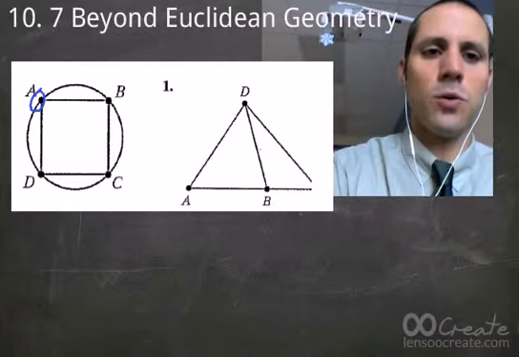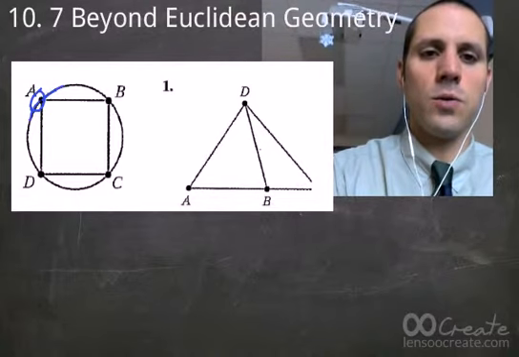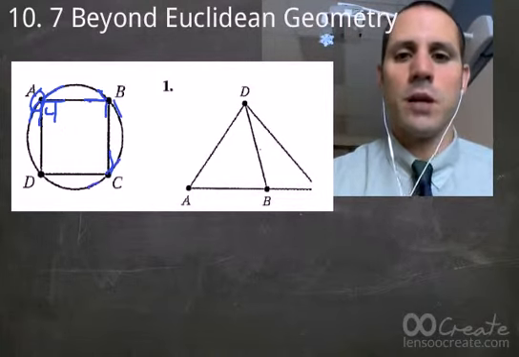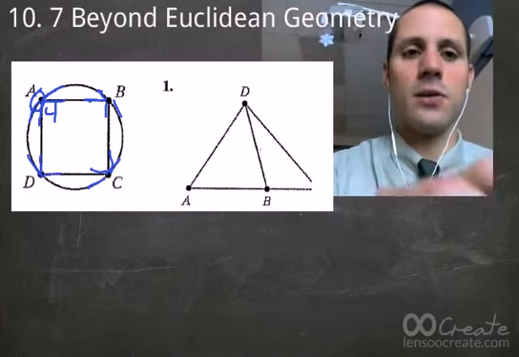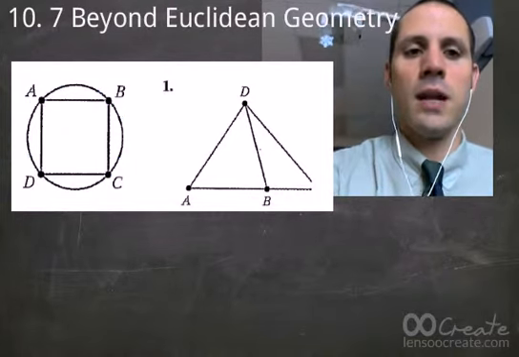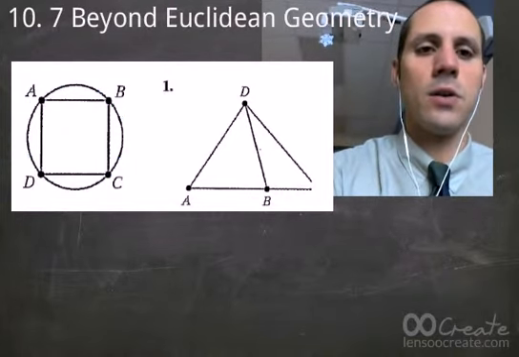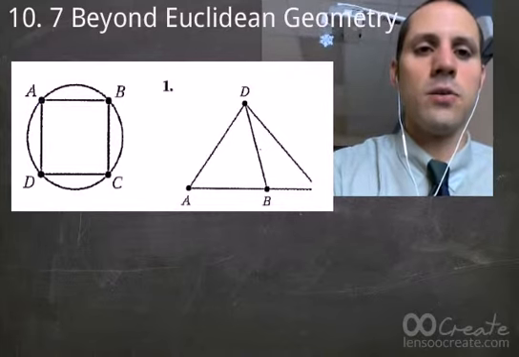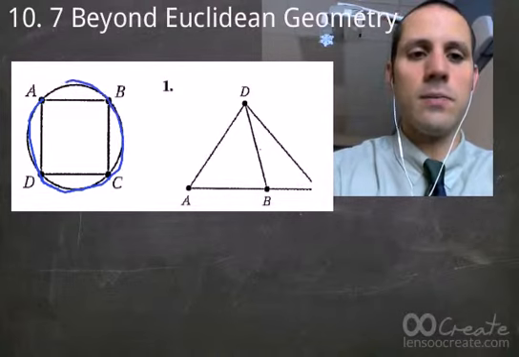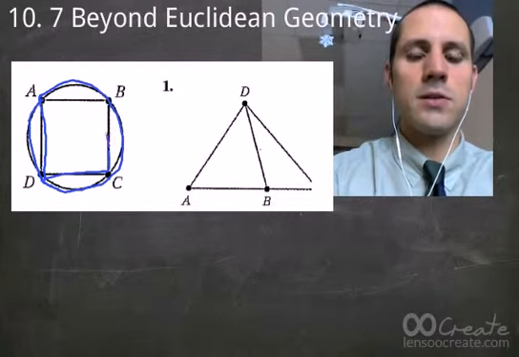At vertex A, we've got 1, 2, 3, 4, so it's even. The others are the same. So in this graph, every one of them is even. According to the rules of traversability, I can start anywhere. So I'll start at A, go all the way around. This is a pretty quick one.